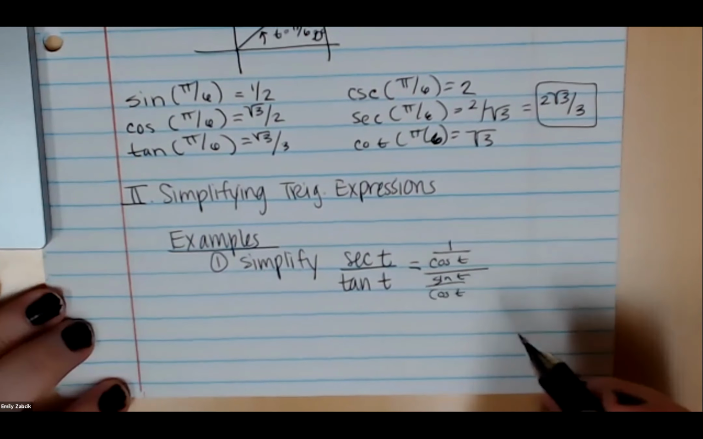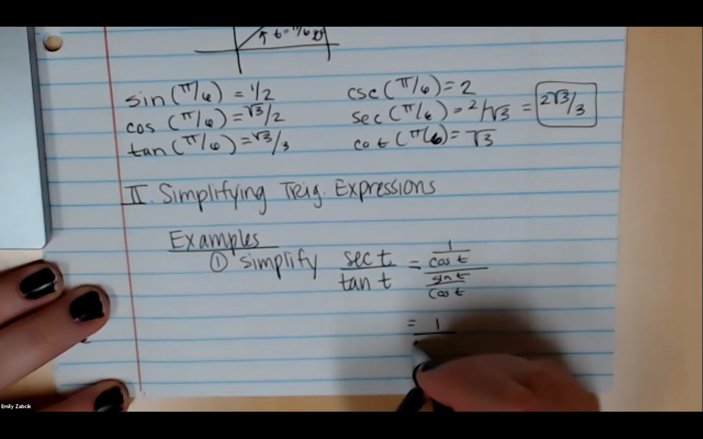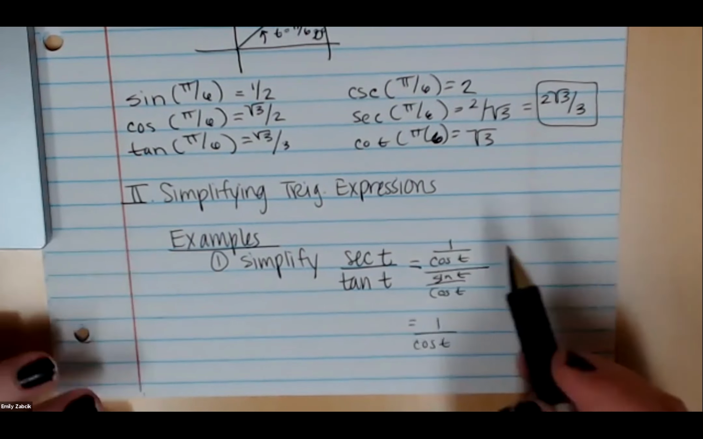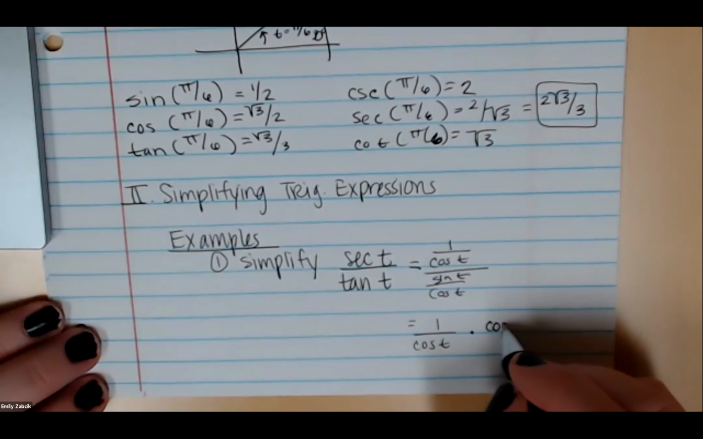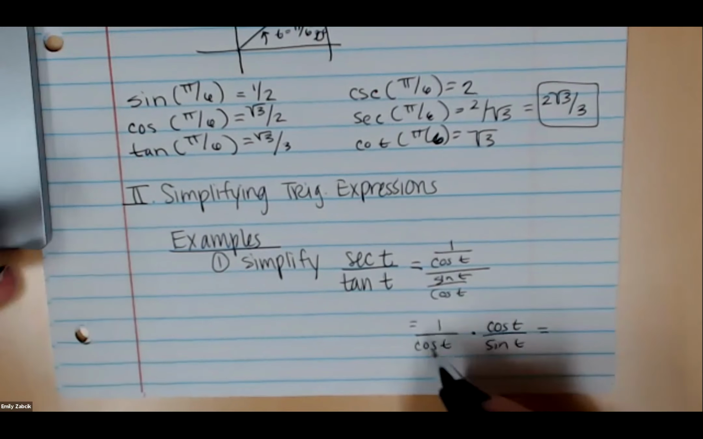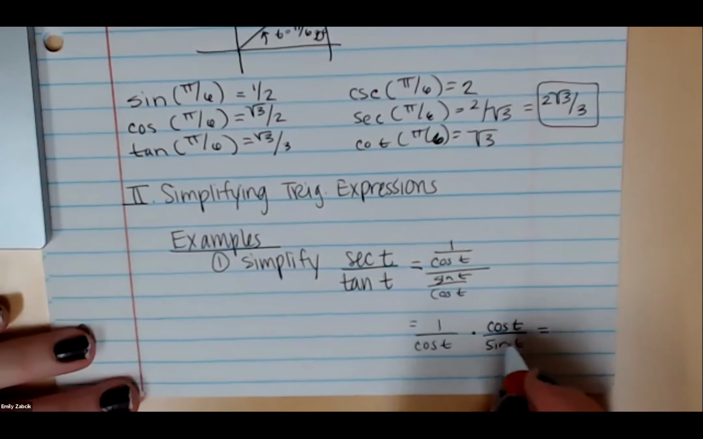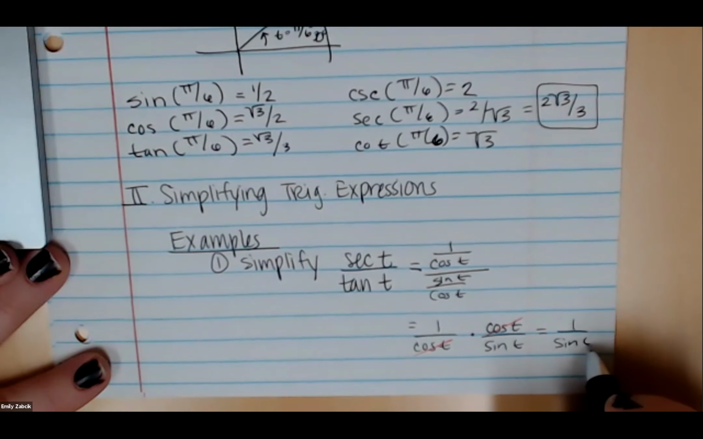I've got a fraction divided by a fraction, so I'm going to write that out more horizontally. This would be 1 over cosine. Keep it, change it, flip it. So keep the first, change it to multiplication, and flip the second. So divide these fractions out. Now I can see some things going on here. These cosines are going to cancel each other to give me 1 over sine t.